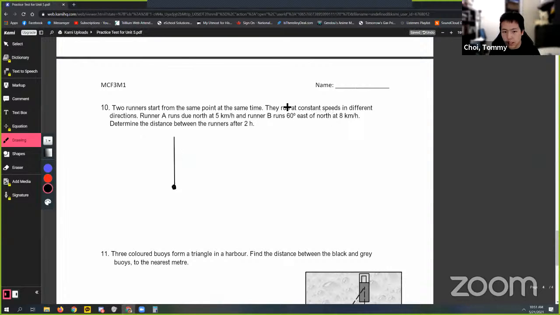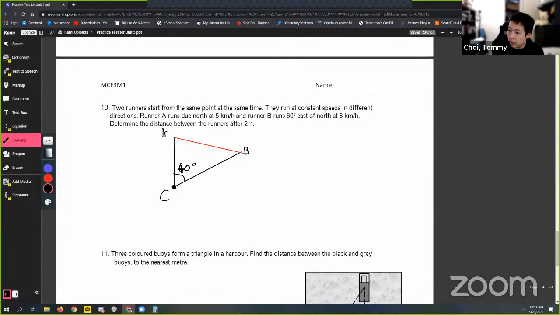What that means is 60 degrees east from the north direction. So actually the direction is around here, and this is 60 degrees, like that. So it does something like this. And it's asking for the distance between the two runners here. So if we say this is runner A, this is runner B, and this is the start, and we'll call it C here, right? A, B, and C.